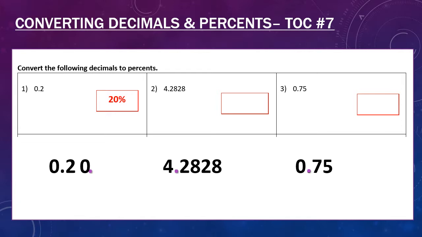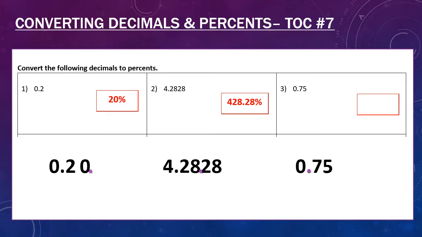Looking at the next example, I have 4.2828, or 4 and 2,828 10,000ths. I'm going to multiply that times 100, move my decimal 2 places, bloop, bloop, and it gets stuck between that 8 and that 2, and I end up with 428.28%.